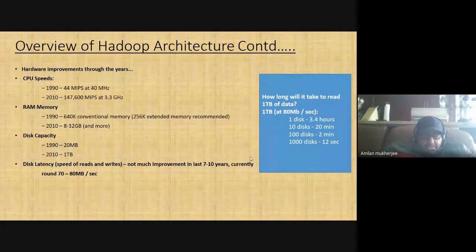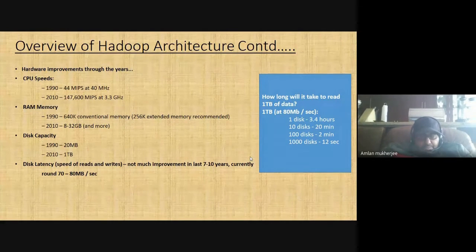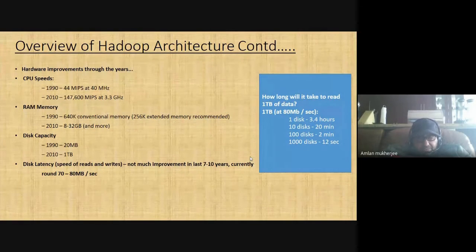Okay, the disk capacity, the latency time. Now, if you see in the blue box, how long will it take to read 1 terabyte of data at 50 Mbps? If it is one disk, it is 3.4 hours. It's just an example. If it is 10 disks, it is 20 minutes. You can calculate, I think you have done this thing. With 100 disks, it will take 2 minutes. But if it is 1,000 disks, can you imagine?